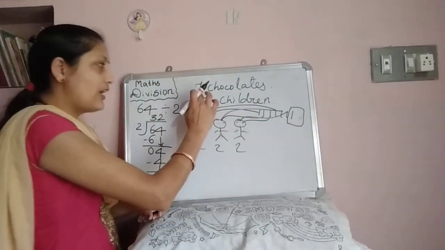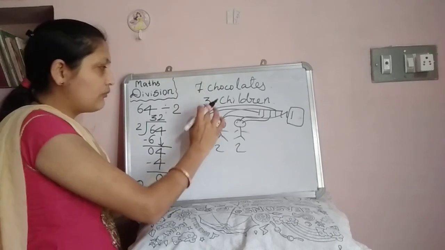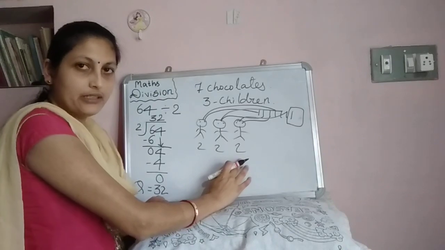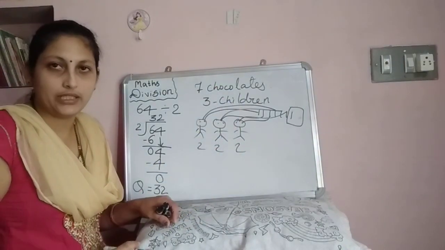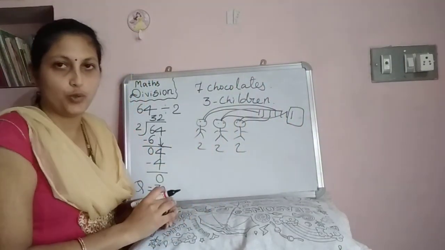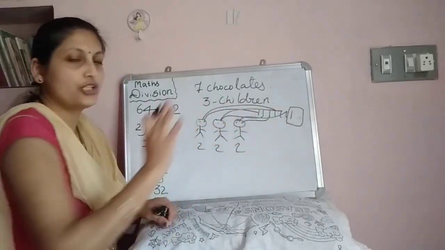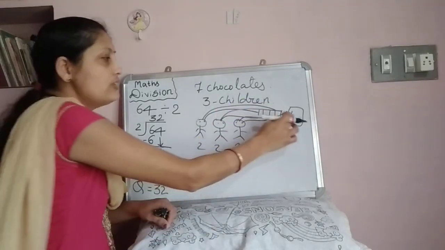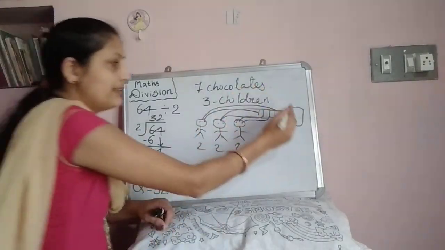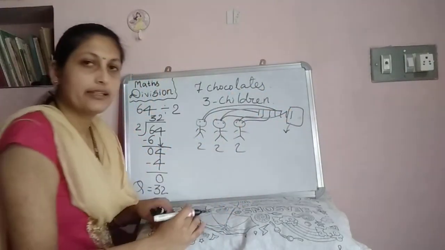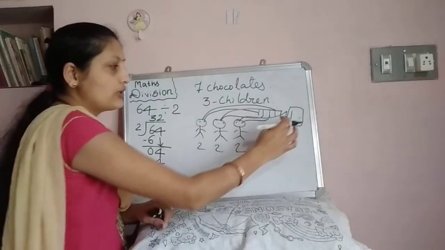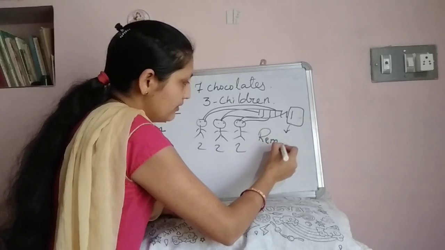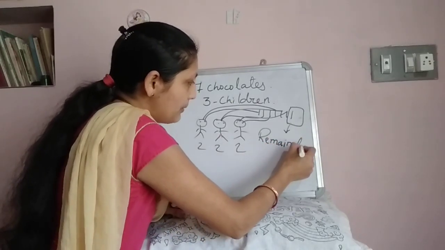Means when 7 chocolates were shared equally among 3 children, each gets 2 chocolates, but this cannot be shared equally. 1 more chocolate left over. I cannot share this 1 to 3 children, isn't it? So 1 is left. After dividing, 1 chocolate left. So this left number is called as remainder. Okay, what is it called as? Remainder. It is called as remainder.